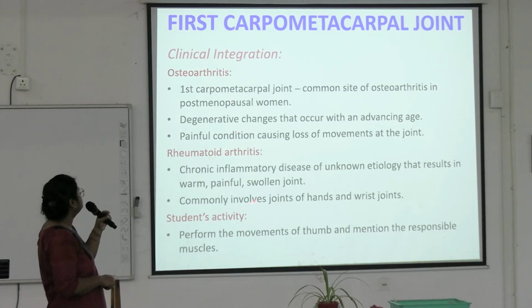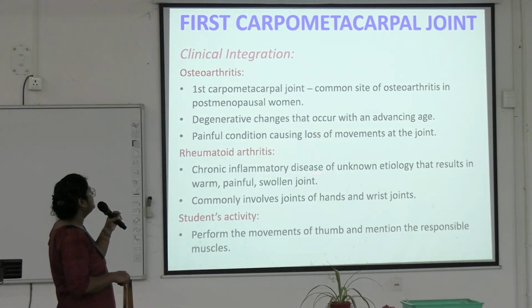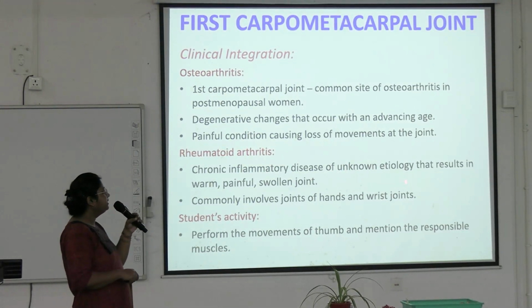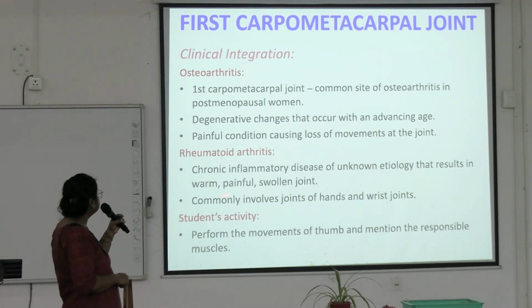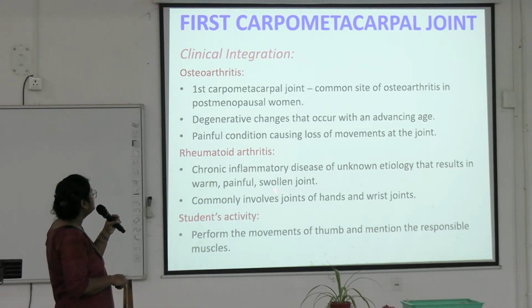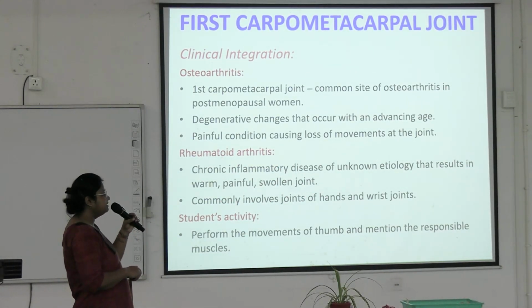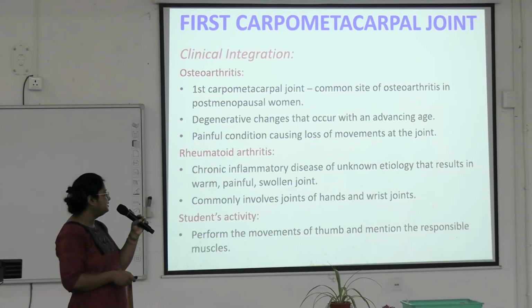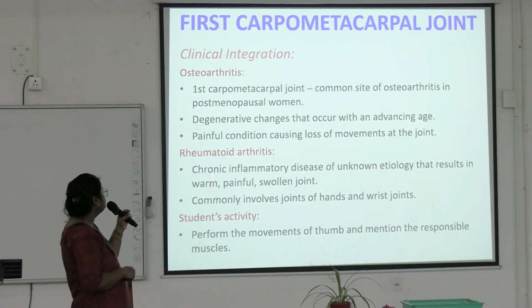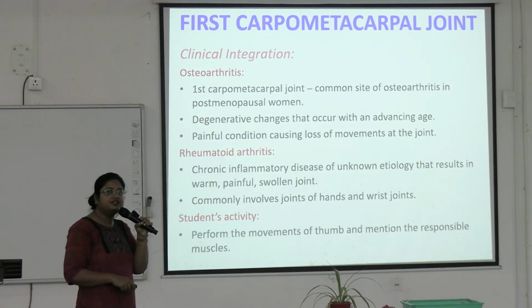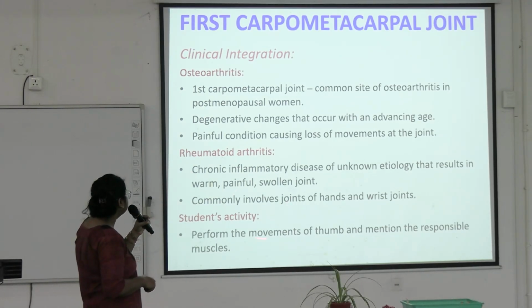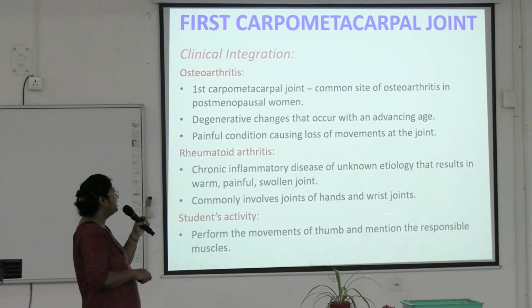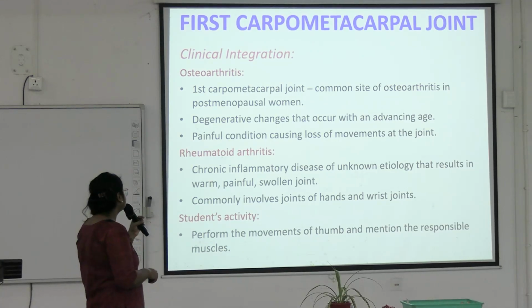Next is rheumatoid arthritis. It is a chronic inflammatory disease of unknown etiology, and that results in a warm, painful, and swollen joint. If inflammation is involved, a warm, painful, and swollen joint will be there. It commonly involves joints of the hands and wrist.